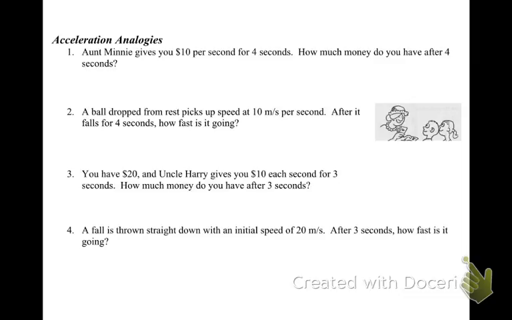Let's take a look at our acceleration analogies. Pretty simple here. Your Aunt Minnie, who doesn't have a glorious Aunt Minnie? She gives you $10 per second for 4 seconds. How much money do you have after 4 seconds? Well, $10 per second after 4 seconds, 10 times 4 is going to give us $40 in 4 seconds. I just want you to think about the logistics of this. You could make so much money.